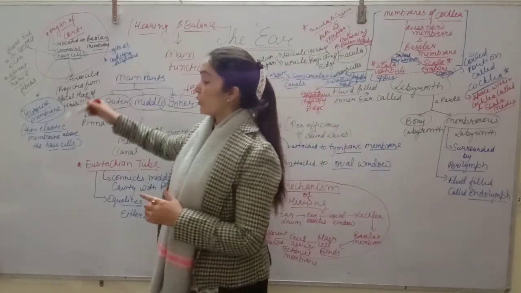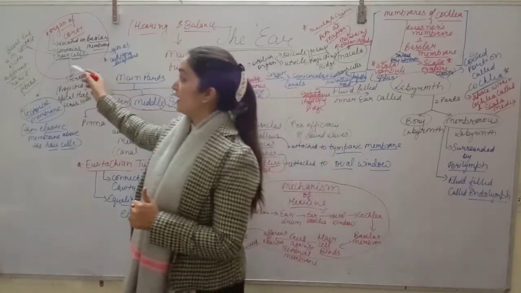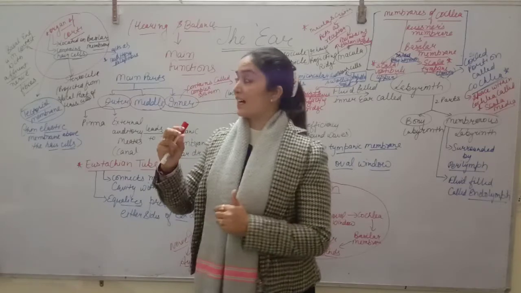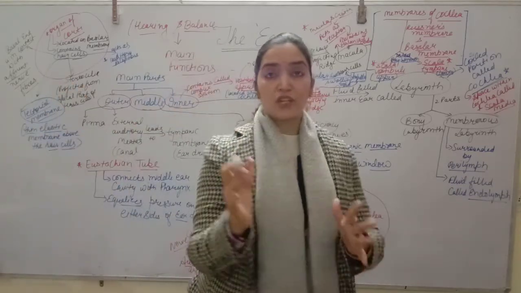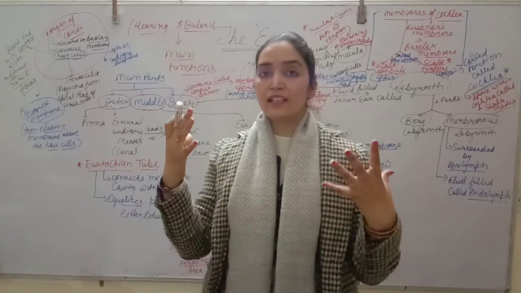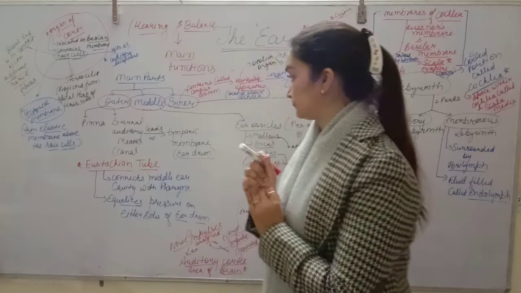Hair cells also have a stereocilia-like projection on the apical part, and the basal part of these hair cells is connected to the afferent nerve fiber that gives the message of what we are hearing to the auditory cortex area of our brain.